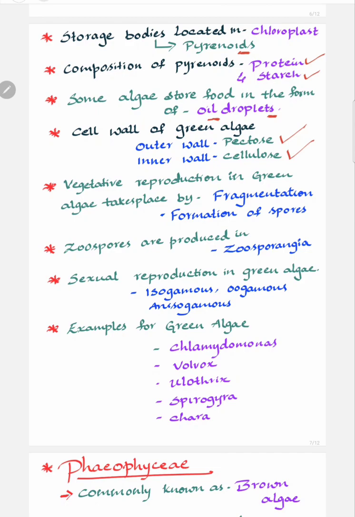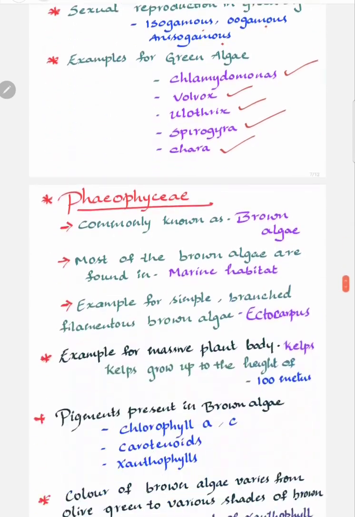Vegetative reproduction in green algae takes place by fragmentation and by the formation of spores. Here the zoospores are produced in a structure called zoosporangia. Sexual reproduction in green algae is isogamous, oogamous or else anisogamous. Examples of green algae are Chlamydomonas, Volvox, Ulothrix, Spirogyra and Chara.